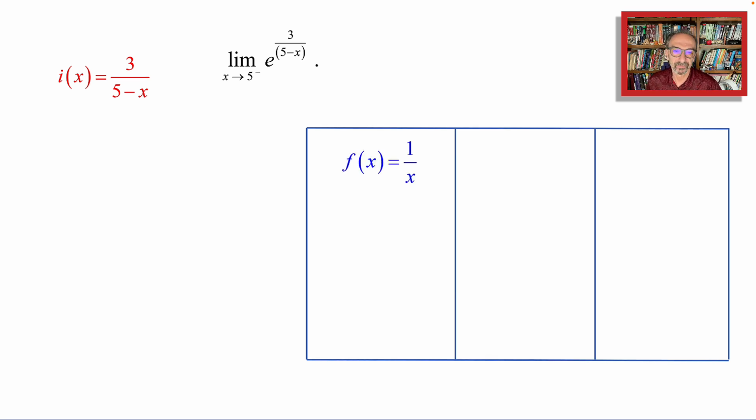Here's 1 over x. 1 over x is called the reciprocal function. If you plug in 1, you get 1. If you plug in 2, you get half. If you plug in 10, you get 1/10. 100, 1 over 100. It gets smaller.